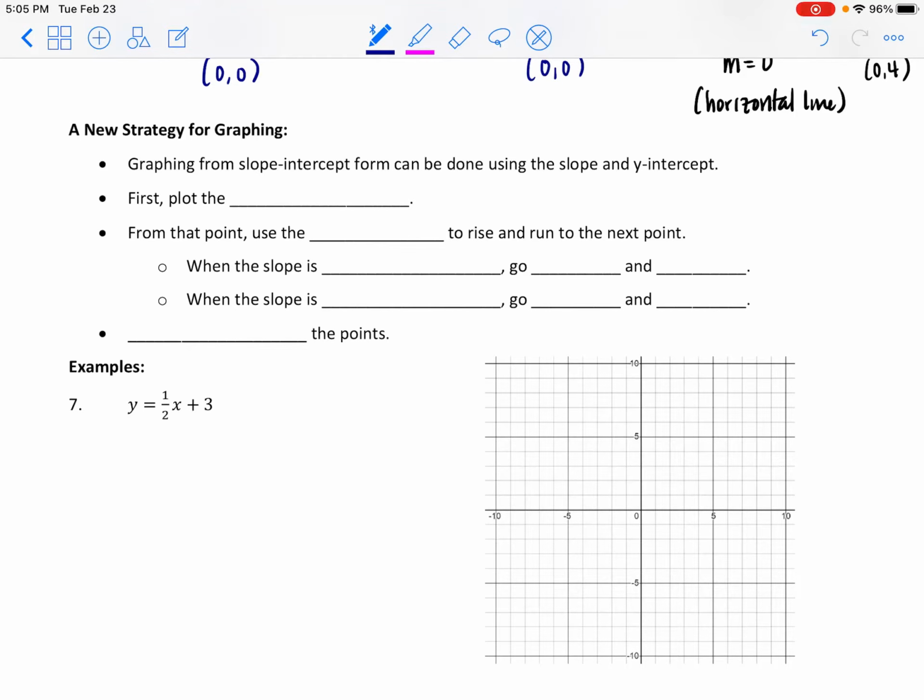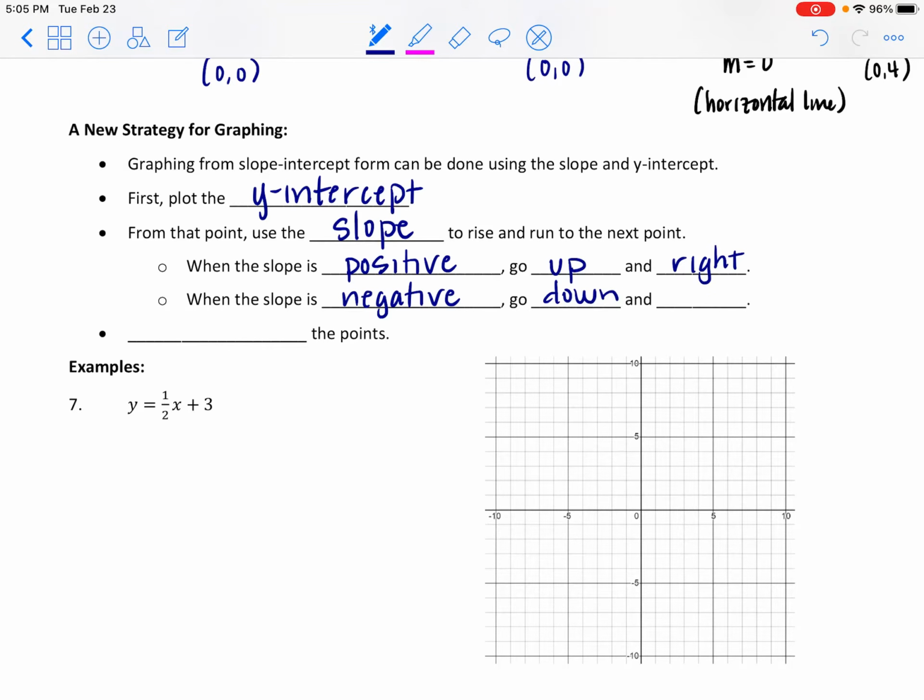So what we're going to do is plot the y-intercept first. We're going to begin on the y-axis, which may be why they call the y-intercept b. It's where the graph begins on the y-axis. And then from that point, we're going to use the slope to rise and run to the next point. Just remember that when the slope is positive, we go up and to the right. If the slope is negative, we go down and then to the right. So we always run to the right because we read left to right. Positive is up and then right, negative is down and then right.